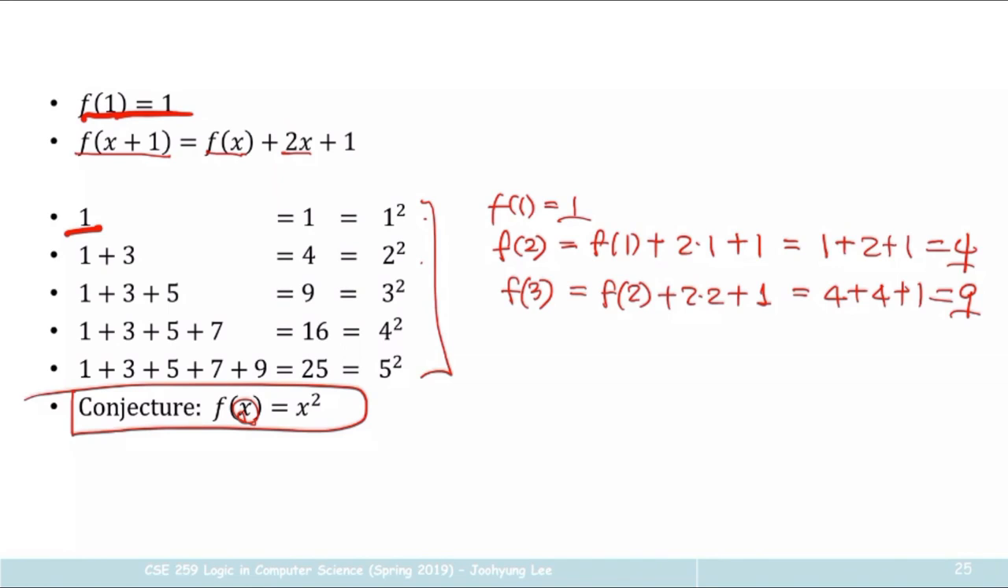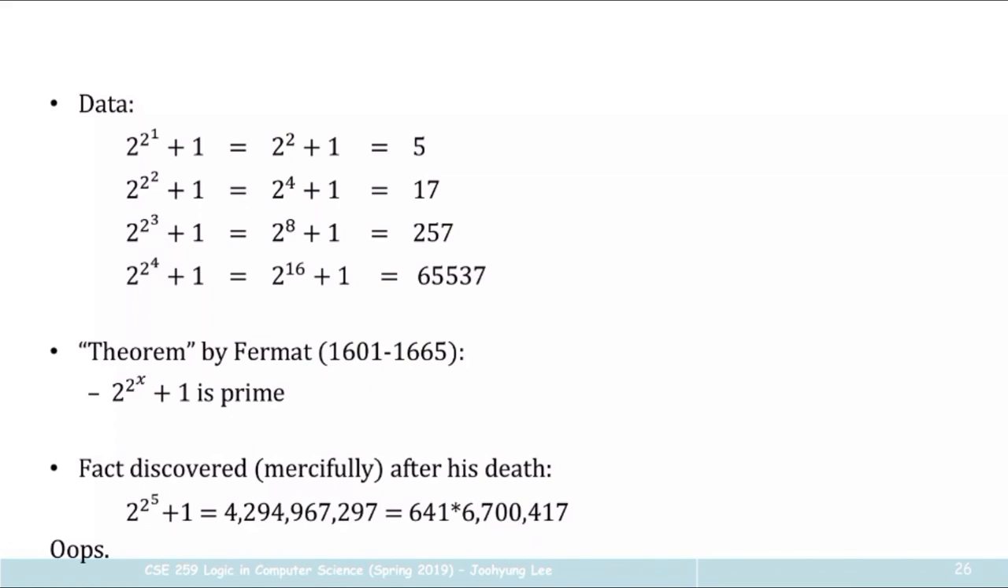In fact, some mistake happened some time ago. So people realized that there's a pattern here. It's 2 to the power of 2 to the power of 1 plus 1 is 5. 2 to the power of 2 to the power of 2 plus 1 equals 17. 2 to the power of 2 to the power of 3 plus 1 equals this. So it looks like a theorem or conjecture that if you have 2 to the power of 2 to the power of x plus 1, then it becomes a prime. Okay? That makes sense for the first 4 numbers here.